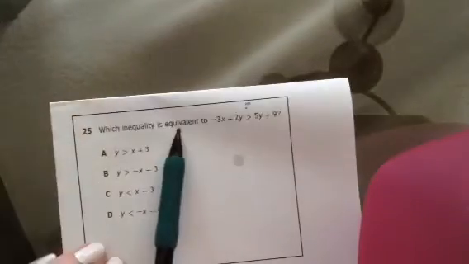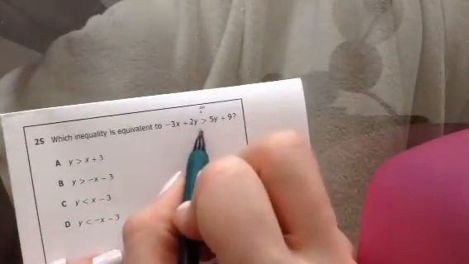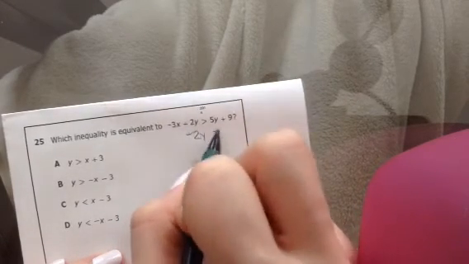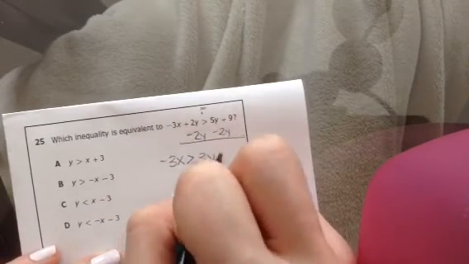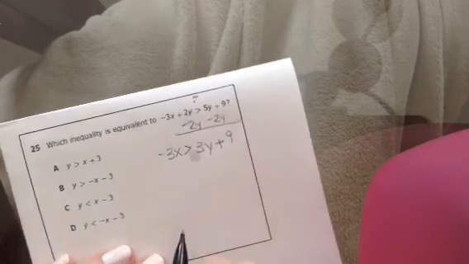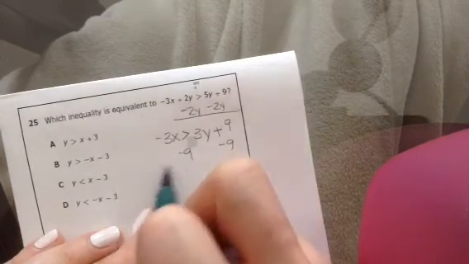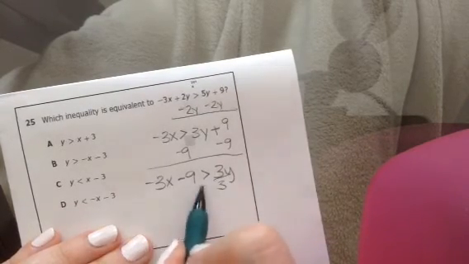Deal with it. Okay. Which inequality is equivalent? So we are solving this to get to a y equals. Just some key things to remember. If you divide by a negative, you have to flip your sign. So we're just going to start working to try and get the y's on the one side and the x's on the other. So I'm going to subtract 2y, negative 3x, 3y plus 9, and then minus the 9, negative 3x minus 9, 3y, divide everything by 3.